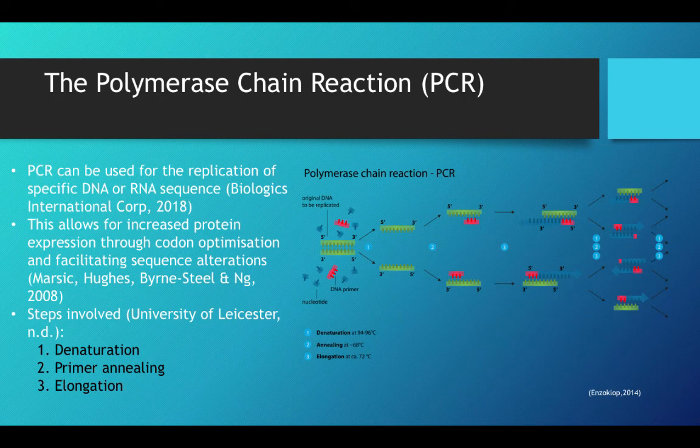The polymerase chain reaction, or PCR, can also be used to produce recombinant proteins. PCR can be used for the replication of specific DNA or RNA sequences and allows for increased protein expression through codon optimization and sequence alterations.